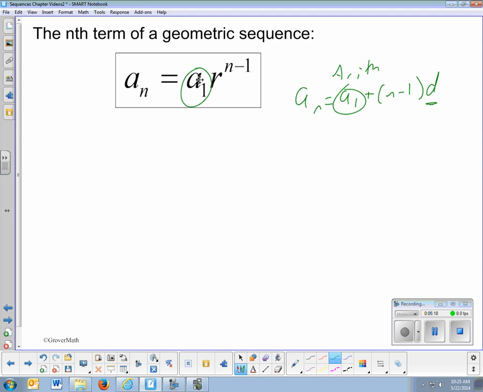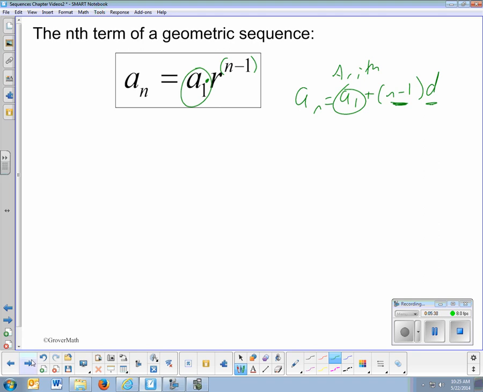And there's nothing between a1 and r here, so that's going to be multiplied. So a1 times r, and r is raised to an exponent of n minus 1. And notice we also have an n minus 1 here. And so remember what n minus 1 is. If we want the 50th term, n is 50. So we would do 50 minus 1 to get 49.